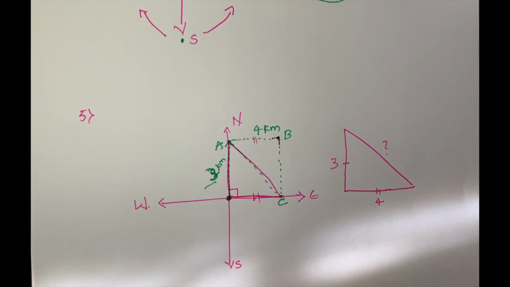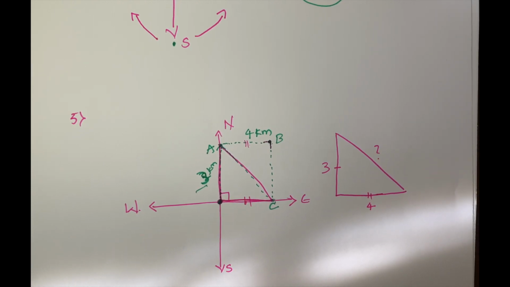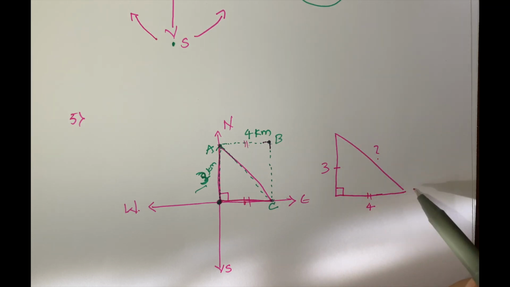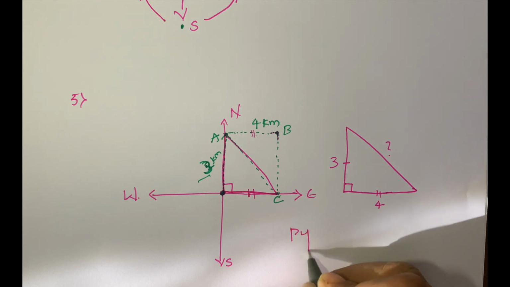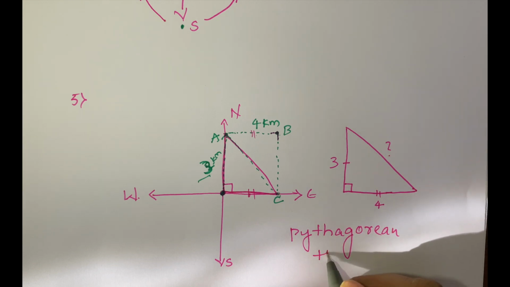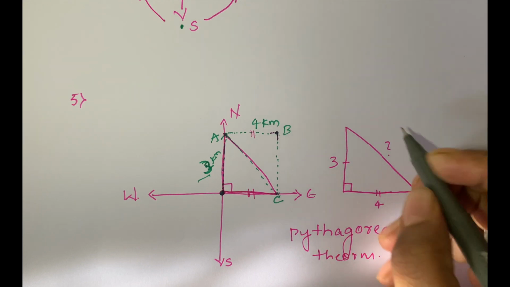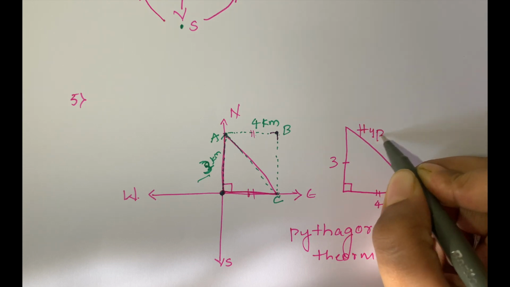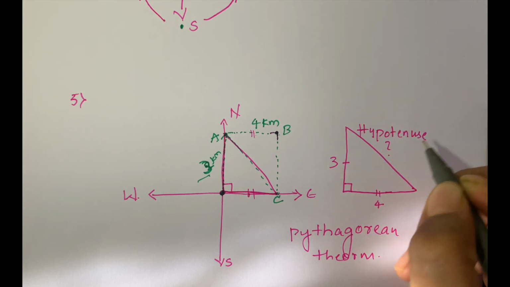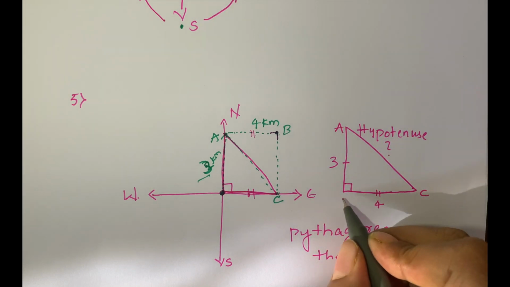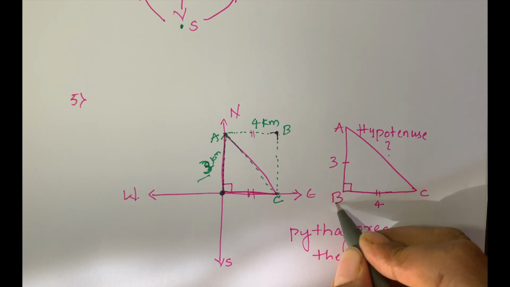Now they have asked for this side. So if you remember your school days maths, then this is a right angled triangle, and this is following the most popular Pythagorean theorem, or Pythagoras theorem. We would usually call this the hypotenuse. This is the hypotenuse, isn't it? So if you name it, this is A, this is C, and let's take this as B for our convenience.